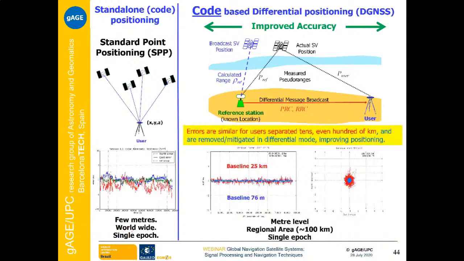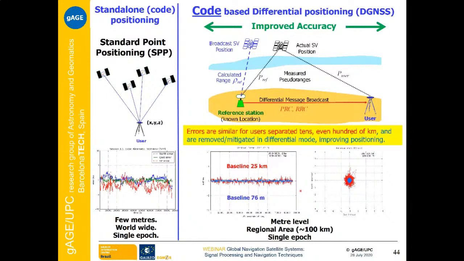There is no restriction in the baseline in single epoch. Each epoch, we can compute an independent solution. We also have single epoch in the code-based differential positioning, but here we improve the accuracy. Meter level or sub-meter level can be achieved, but there is a limitation in the baseline. Here, using code, we can extend the baseline up to 100 kilometers.